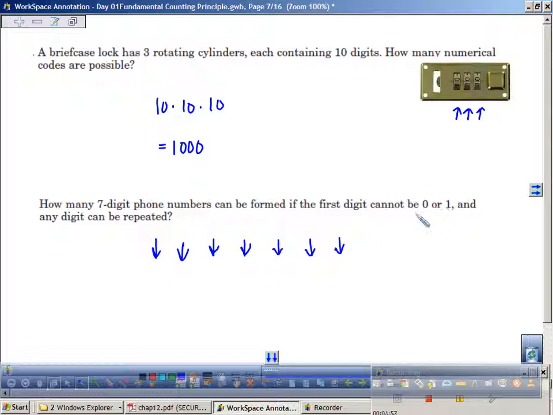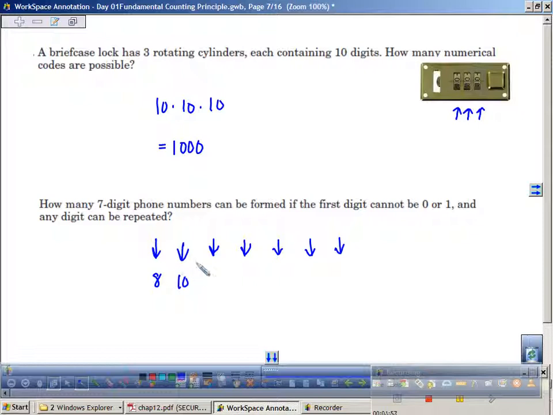Well, if we're talking digits, there's 1, 2, 3, 4, 5, 6, 7, 8, 9, and 0, which is 10 different digits, but it can't be 0 or 1. So I don't have 10 possibilities, I have 8 possibilities in the first one. And any digit can be repeated. Okay, well, if I can repeat it, and let's say the first digit is 9, I can repeat 9 again.